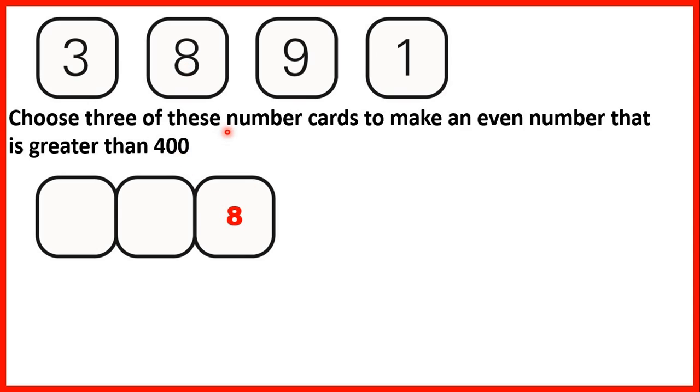Now we need to arrange the number cards to make a number greater than 400. So that means we need to use the 9 as our hundreds digit, because if we use the 3 or the 1, the number will not be greater than 400. So that means we can use the 3 as our tens digit, or we could use the 1 as our tens digit as well, but as long as we've got the 9 in our hundreds and the 8 in our ones, so that we have an even number greater than 400, we've got the correct answer.